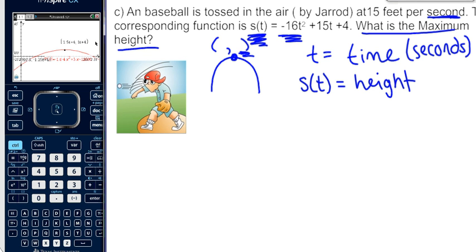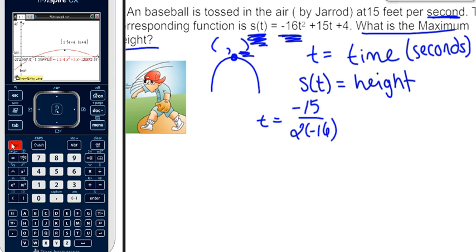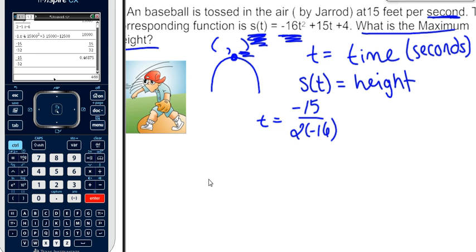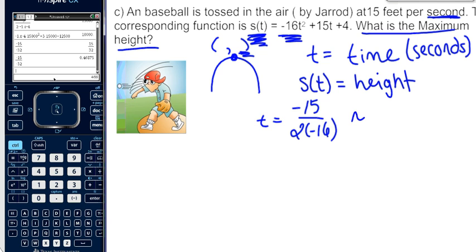So if we want to find the x value, first of all, or t in this case, we can do negative b, negative 15 over 2 times negative 16. And we can calculate that. Okay, so about 0.469 seconds. And we want to know what height this baseball reaches in 0.469 seconds.